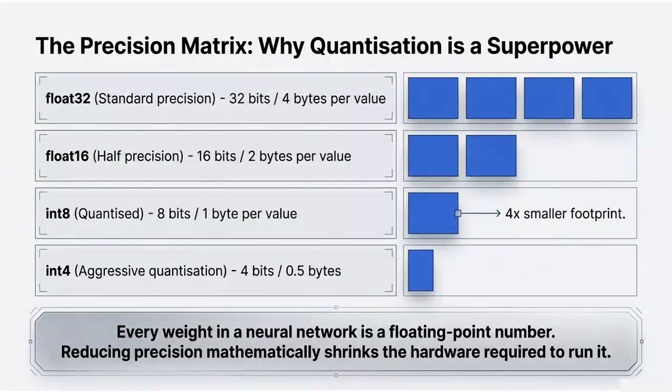Then this is about quantization. We have the int and the float, of which the int can be int 4 or int 8. Then we have the float 16 or float 32. The main thing is that every weight in a neural network is a floating point number. You just have to understand this, and reducing precision mathematically will shrink the hardware required to run it. We'll see more of this calculation later.